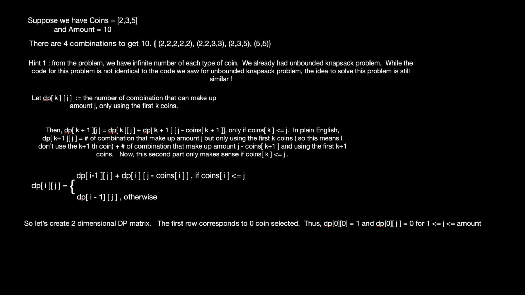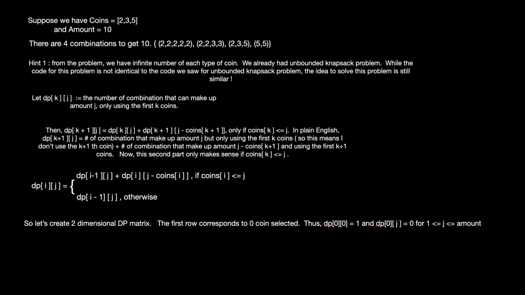From the problem, we have an infinite number of each type of coin. We already had the unbounded knapsack problem. While the code for this problem is not identical to the code we saw for the unbounded knapsack problem, the idea is very similar. The key is to find the subproblem and then find the recurrence relationship. Let's say we have dp of k, j. That means the number of combinations that can make up amount j, using only the first k coins.